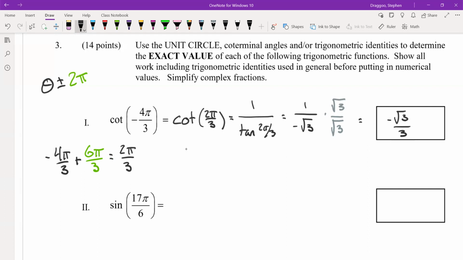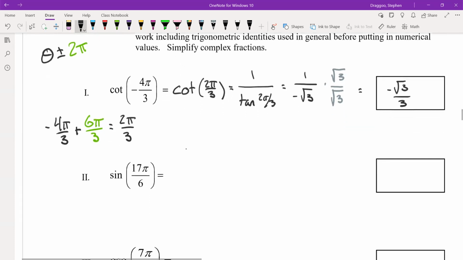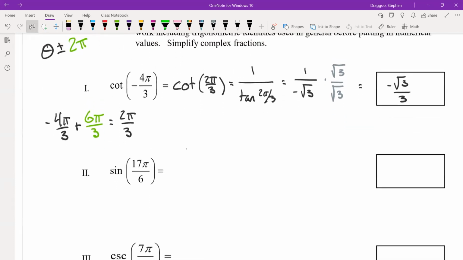Why is it negative? We are in the second quadrant where 2 pi over 3 is located. And in the second quadrant, tangent values are negative. It's only sine values that are positive in quadrant 2. On to the next one. I've got 17 pi over 6. This time it's larger than the unit circle, so I should subtract 2 pi to get 5 pi over 6. I can say that those two angles are coterminal.